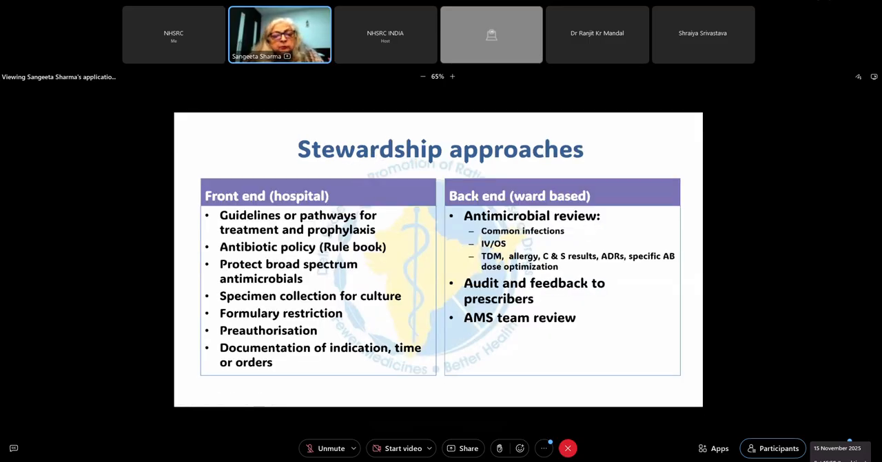So as I said, at the hospital level, what you can do is follow guidelines and make a policy. But this rule book should not be just a document to be shown to the assessors; it should be practiced as well. This will be practiced only when we introduce this to our residents, the junior doctors.